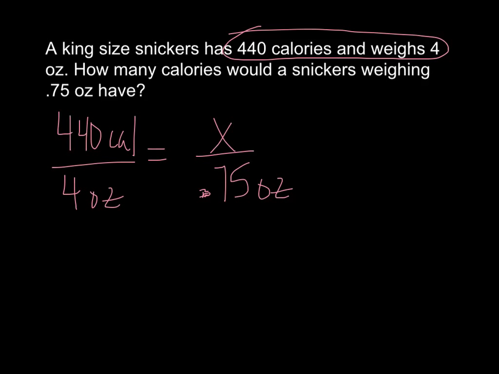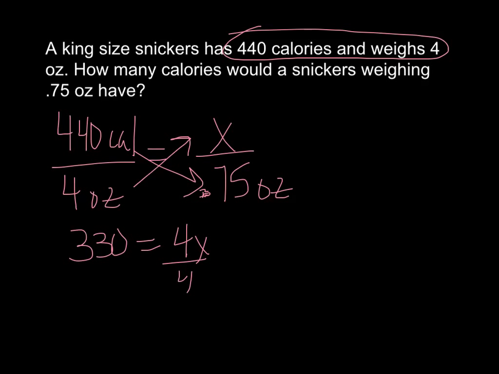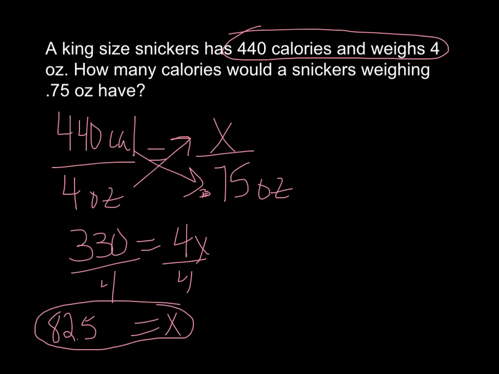So this is a proportion. You're comparing two different things. So we're going to cross multiply. We get 330, and then 4 times x is 4x. Divide by 4, and x equals 82.5. So a Snickers that was 0.75 ounces has 82.5 calories.